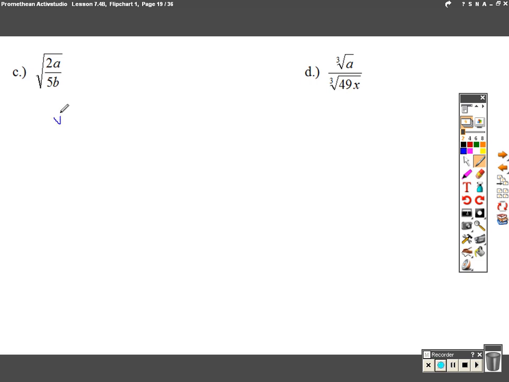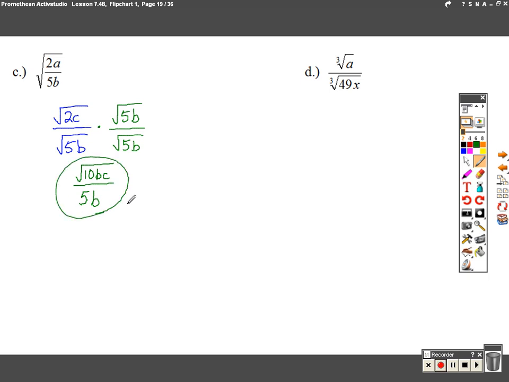Letter C, square root of the numerator over square root of the denominator. I need to create a perfect square in the denominator. I have 1 5. I would need 1 more. I have 1 b. I would need 1 more. So I'm going to multiply top and bottom by the square root of 5b. Remember, the square root of a smiley face times the square root of a smiley face is just a smiley face. You don't even need absolute value brackets. It's just going to be 5b. Up in the numerator, square root of 10bc, which does not simplify anymore, so you're done.